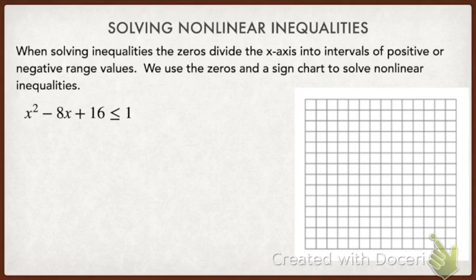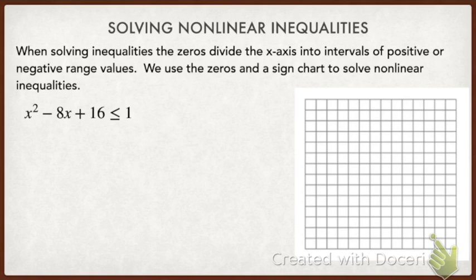When we solve nonlinear inequalities, the zeros divide the x-axis into intervals of positive or negative range values. So our y's are negative or positive. We use the zeros and a sign chart to solve these nonlinear inequalities. And sometimes it does help to have a graph, so I'm going to show you what the graph looks like as we do this.